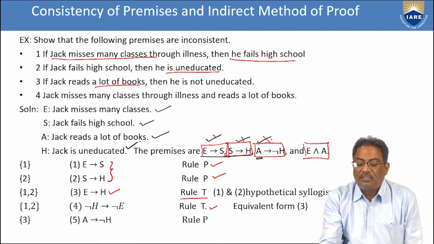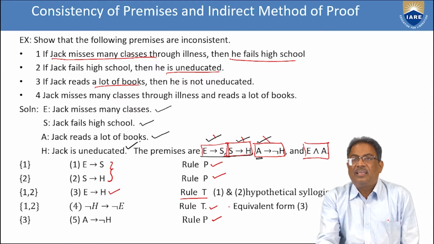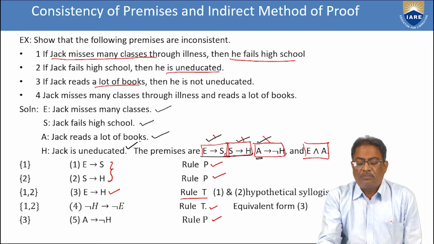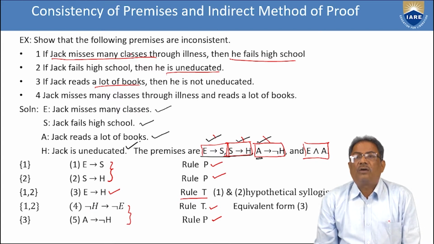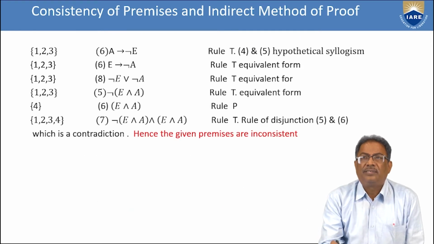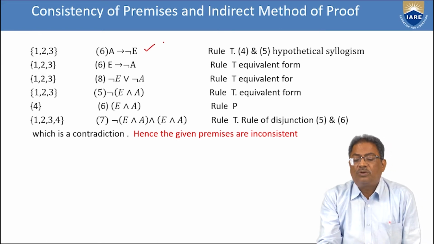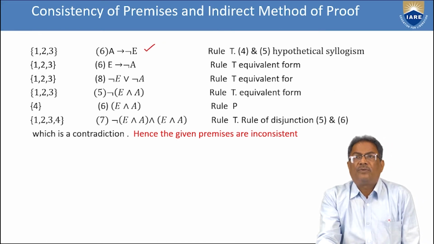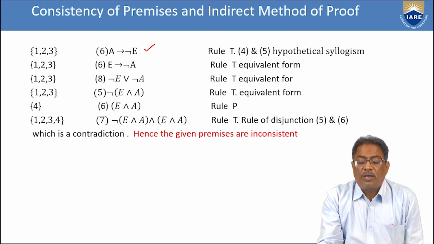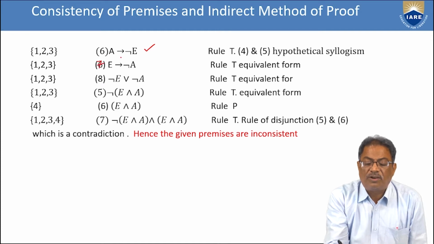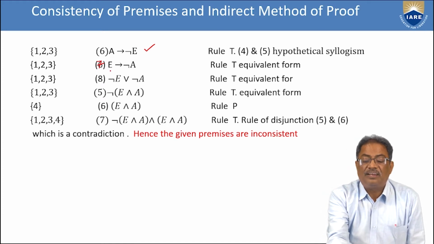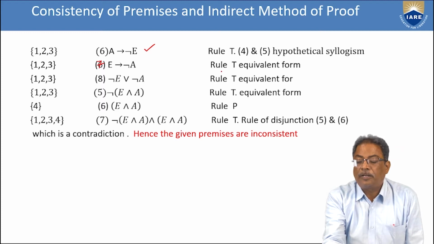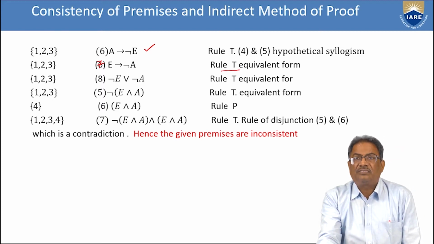Then we consider the other premise, that is, if A, then negation H. Combining these two, if A then negation H and if negation H then negation E, and applying the rule of syllogism once again, we get this, which is step 5. Now we consider the equivalent form, the contrapositive: negation of negation E, that is E itself, then negation of A. This is rule T, considered as the 6th equivalent form.